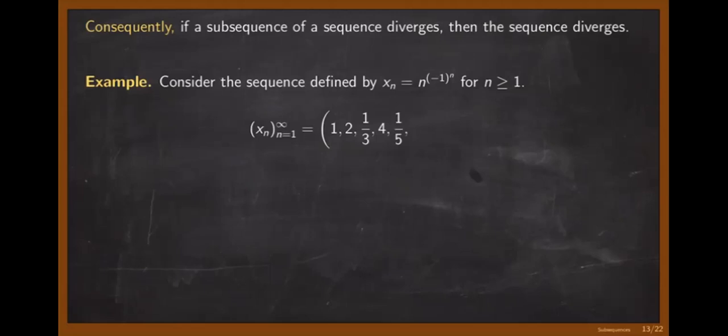So, parang ano lang naman ito. Parang meron ka ng 1, 2, 3, 4, 5, 6, 7, 8. So, may mga exponent ka na papalit-palit sa negative 1 at 1. Did you understand? Parang 1 to the negative 1, 2 to the 1, 3 to the negative 1, 4 to the 1, 5 to the negative 1, 6 to the 1. Do you understand? So, this is our sequence. Okay, can you judge if the sequence is convergent or not?